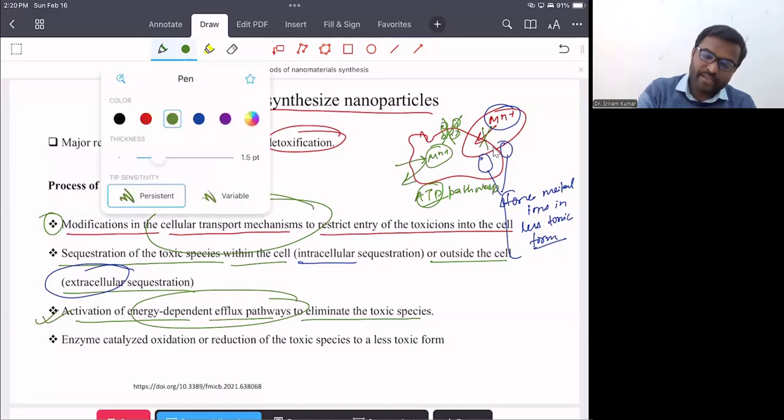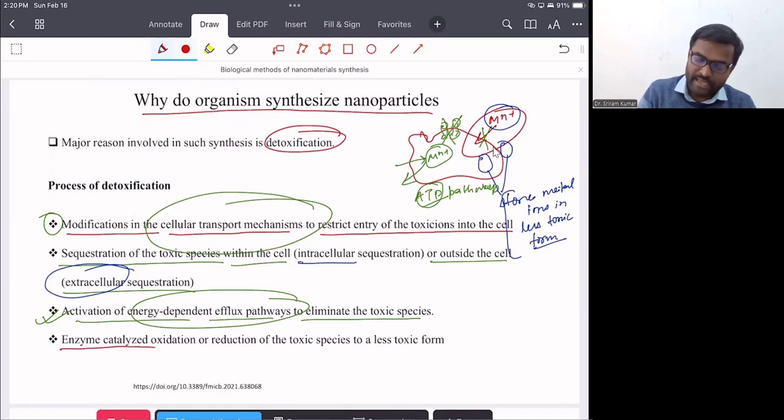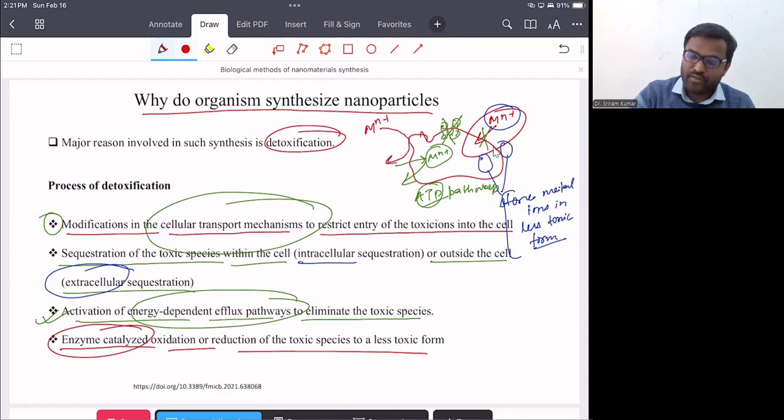And we have another important action, which is enzyme catalyzed oxidation or reduction of toxic species to a less toxic form. That fourth step is that the cell may have a particular kind of enzyme which can convert the toxic metal ions into a less toxic metal ion by either an oxidation process or a reduction process. So here we have a metal ion, and this conversion may happen on the cell wall or maybe the cell membrane.